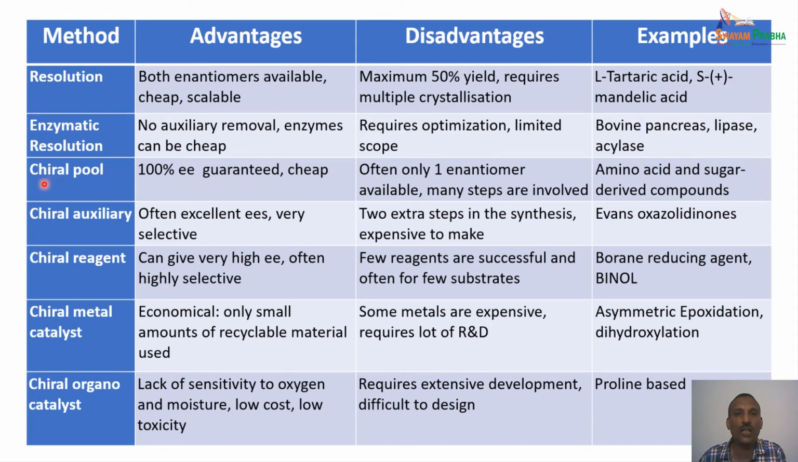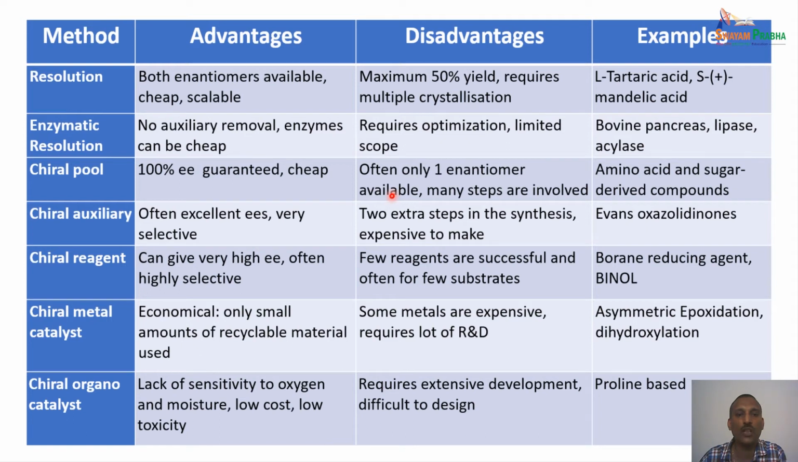The next one is chiral pool synthesis. It is a very good method because the starting materials are naturally occurring and plentiful, so they are very cheap, and moreover the reaction produces 100% enantiomeric product. So this is a very good method for preparation, but the limitation is that we generally get only one of the enantiomers.